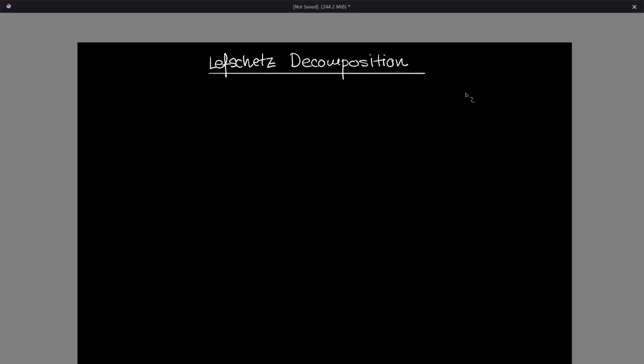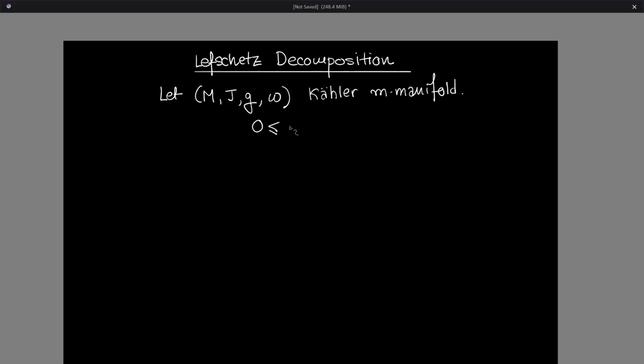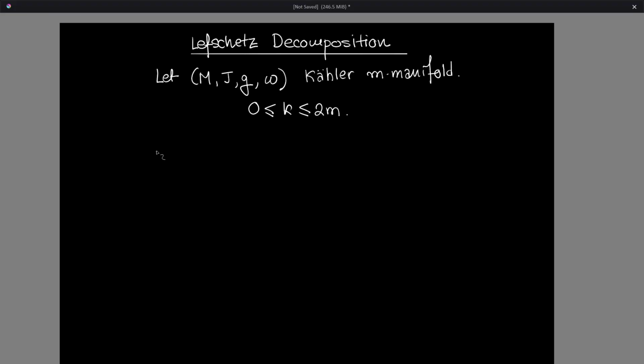So in order to define the Lefschetz decomposition, we're going to need to know a specific kind of cohomology class called a primitive cohomology class. So these are different from the Dolbeault cohomology classes. How do we define them? Well, first of all, let (M, J, g, omega) be a Kähler manifold, a Kähler m-manifold, such that for any k between 0 and 2m, we get this set P^k, this is the primitive cohomology class.